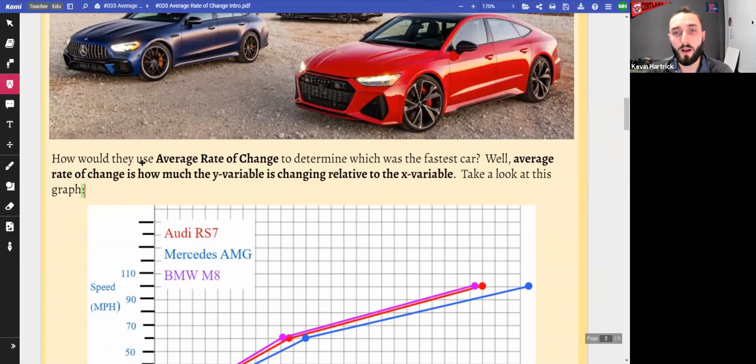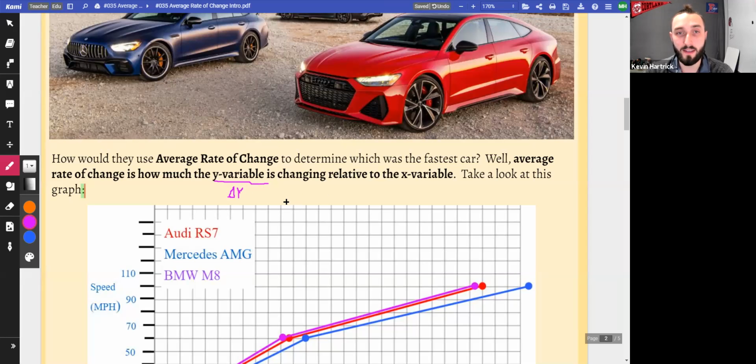So how would they use the average rate of change to determine which is the fastest car? Well, average rate of change is how much the y variable is changing. So remember back when we talked about slope, we originally talked about the change in y over the change in x, right? So notice that the average rate of change is exactly what we used to do when we were trying to figure out the slope of a line, right?